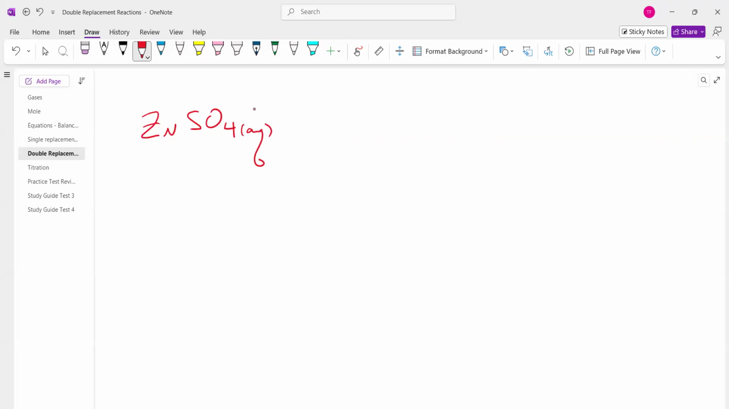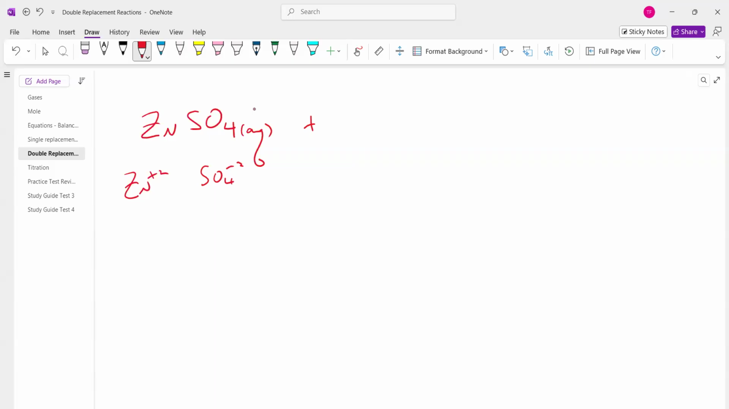Again, AQ means it's dissolved in water. Dissolved means the ions are separate. So this is the same thing as saying that. Okay, so we have one beaker of zinc sulfate aqueous.